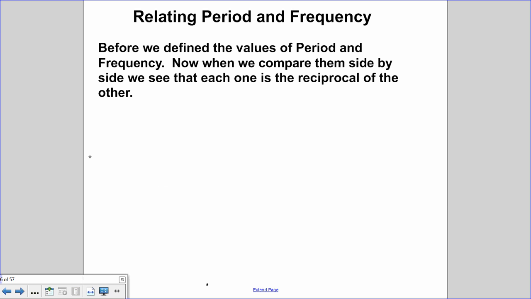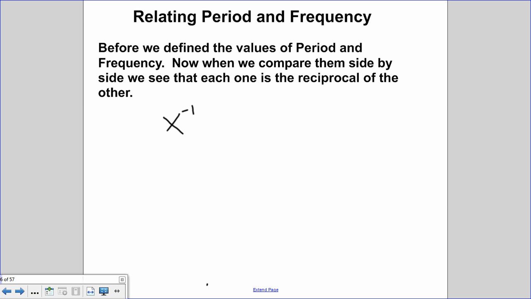All right, and then relating period and frequency, we just talked about it. We defined those values. Well, guess what? They are the reciprocal of one another. One is seconds per cycle. The other one is cycles per second. So an easy way, if I give you the period and you want to know what the frequency is, just hit that inverse button on your calculator. That just takes the inverse of whatever that number is.